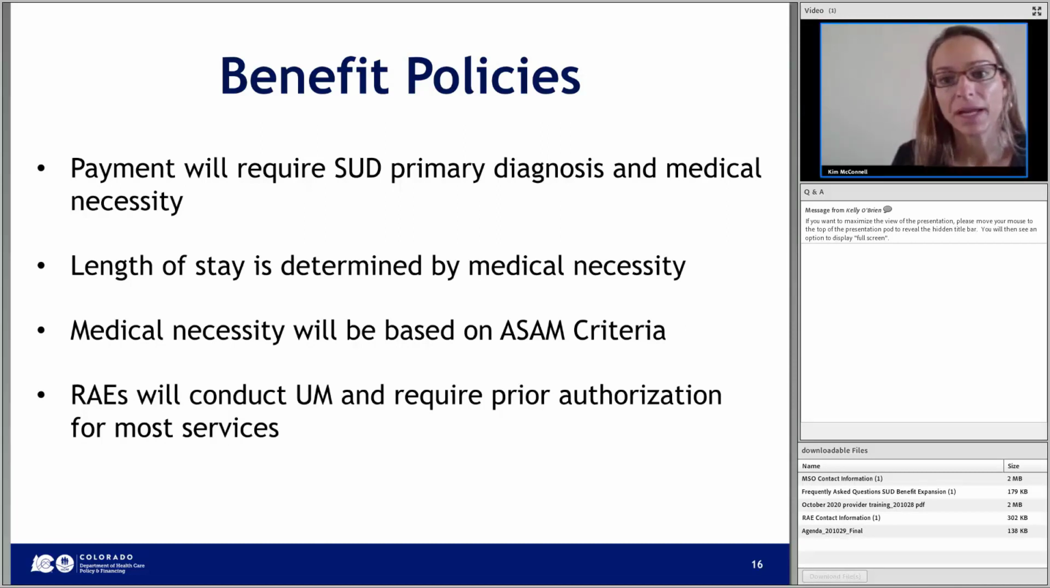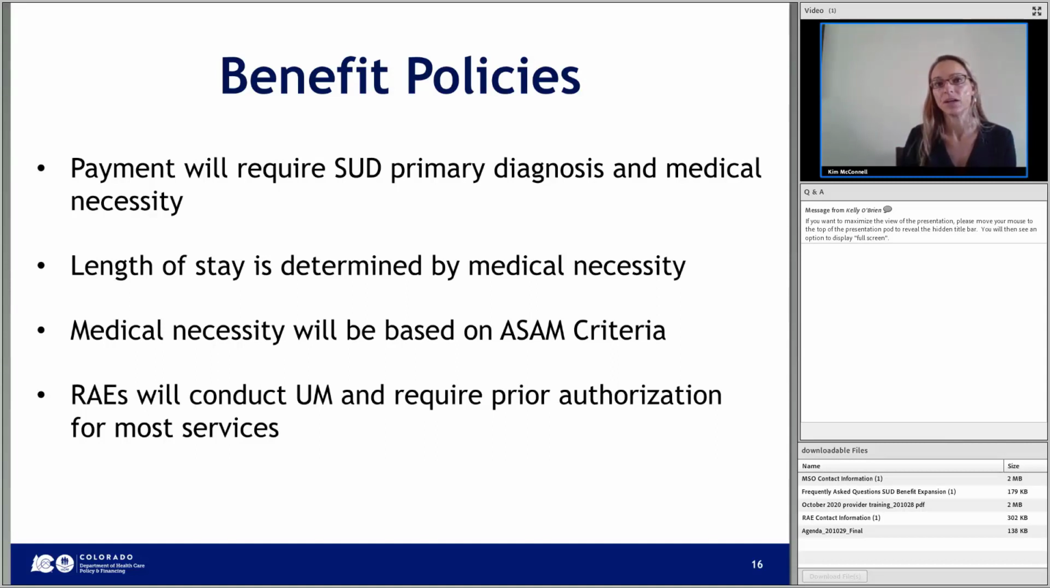Okay, so a little bit more about the benefit and the policies that will apply. All Medicaid services require medical necessity. So the services are not reimbursable unless medical necessity for the services is established. For the residential and inpatient services, a couple things are required. One, medical necessity is required for the services. So how will medical necessity be determined? What's the criteria for that? As a state, we will be using the ASAM criteria to demonstrate medical necessity.